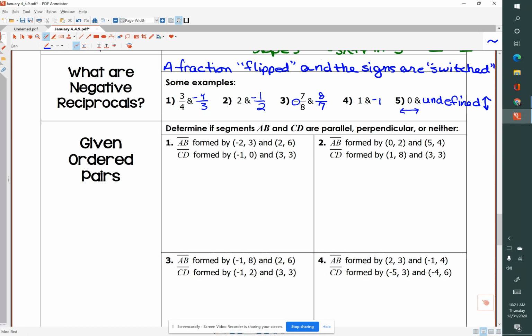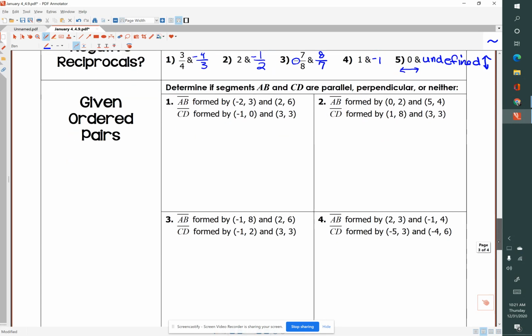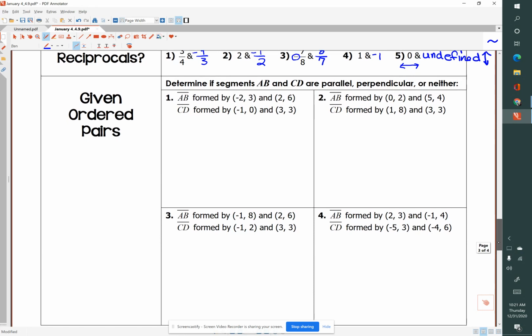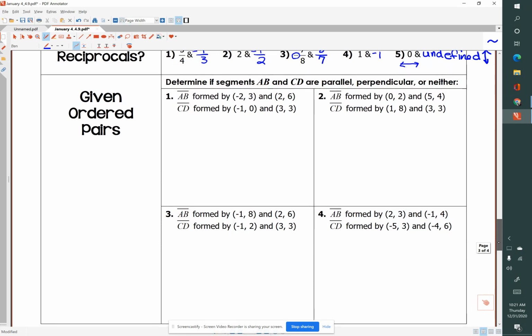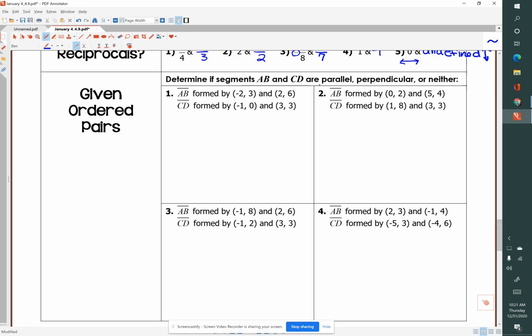Okay, so we have different ways that we determine whether sets of ordered pairs or whether lines are parallel, perpendicular, or neither, which is what we're going to do. We're going to determine if these segments are parallel, perpendicular, or neither. So first we're going to look at when we are given ordered pairs. So we have these ordered pairs, and in all cases, they are being named A, B, and C, D, and we're going to determine if those are parallel, perpendicular, or neither.